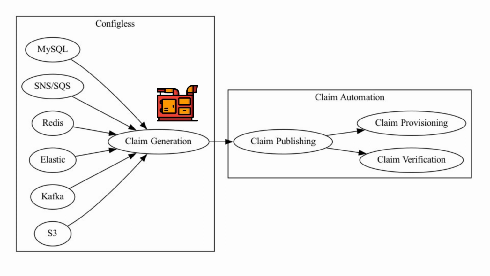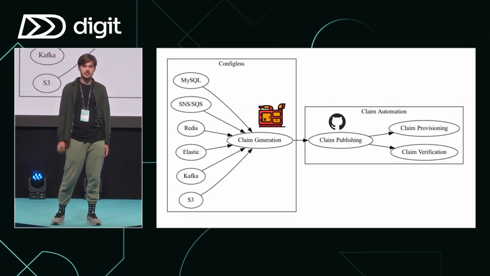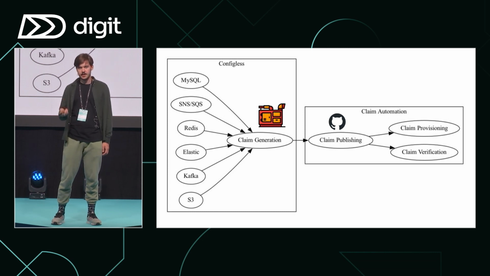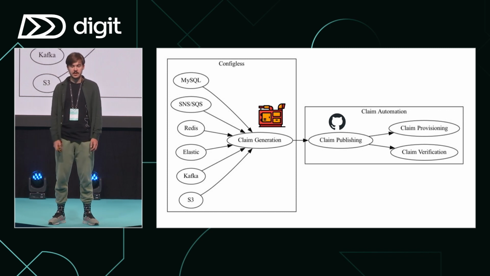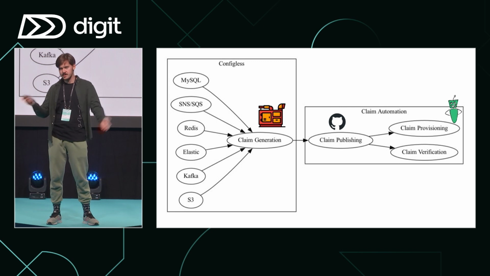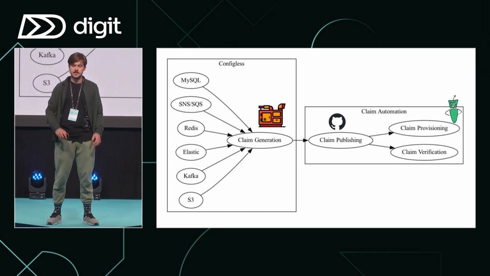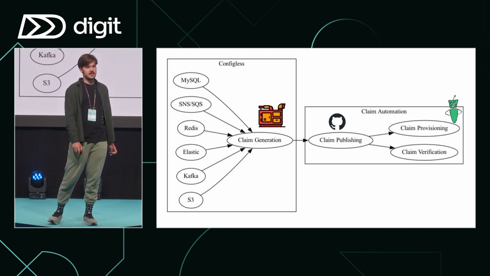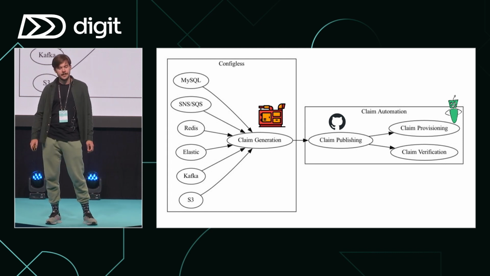After that, there's a step of claim publishing. So once you publish the pull request, the GitHub action is able to pick up the newly generated claim. After that, there's a step of claim provisioning, which is taken care of by the automation. Automation takes the generated claim and provisions the resource. And finally, there's a step of claim verification, which we technically don't have implemented.